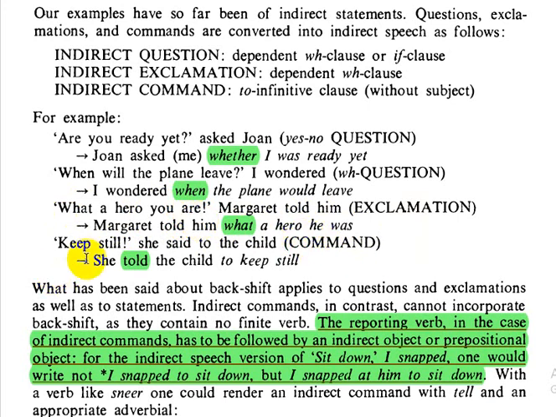The last example, "Keep still," she said to the child. This is a command sentence, or imperative sentence. The direct speech starts with a verb. There's no subject. That's how we know this is an imperative sentence. We change "she said" into "she told," because this is a command, or we can say "she ordered." She told the child to keep still. So these are the main changes with questions, exclamations, or commands.